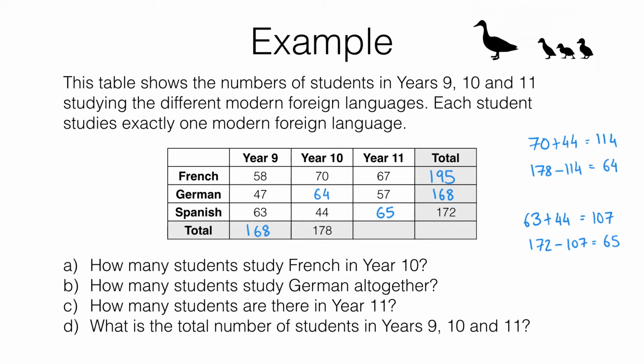If you want to check your answer, you can do that. Simply add up these three numbers on your calculator and make sure they add up to the total. If they don't, that means we've made a mistake somewhere.